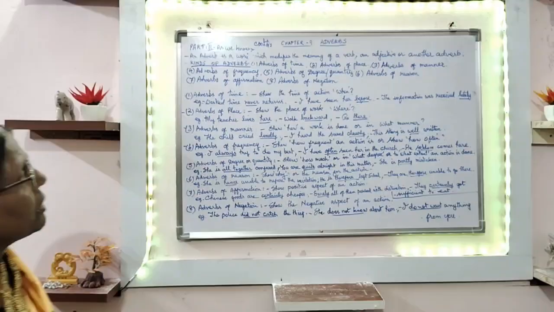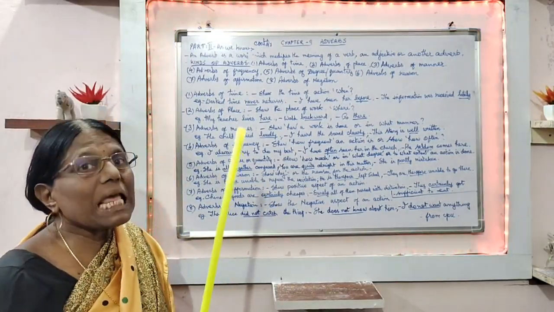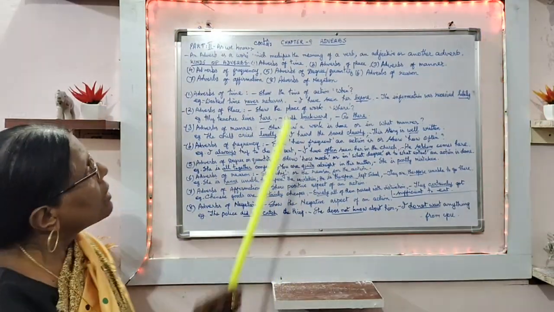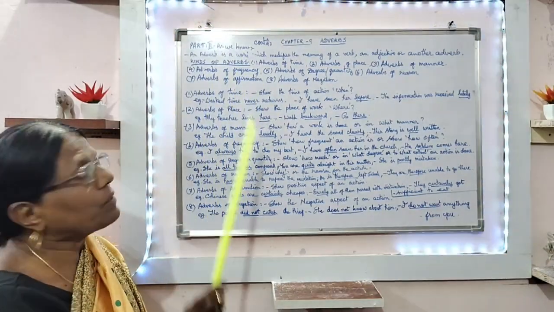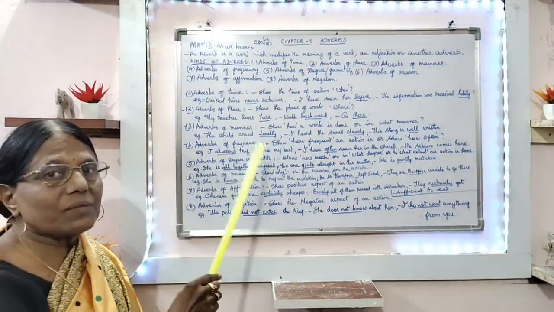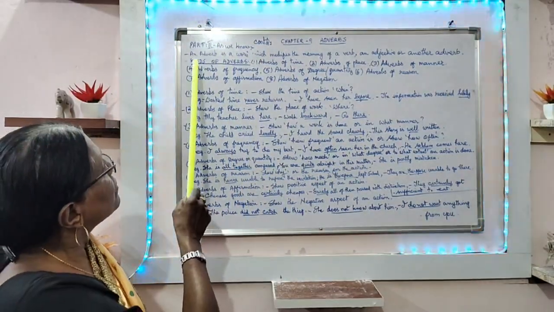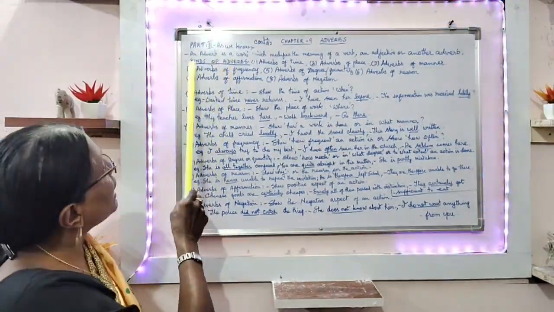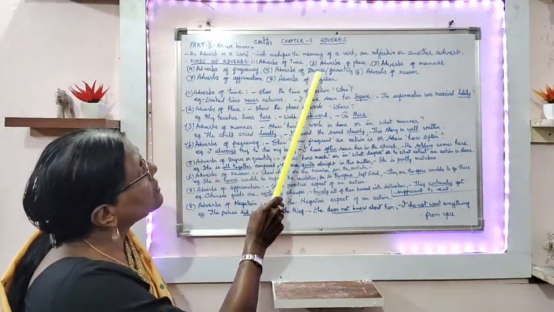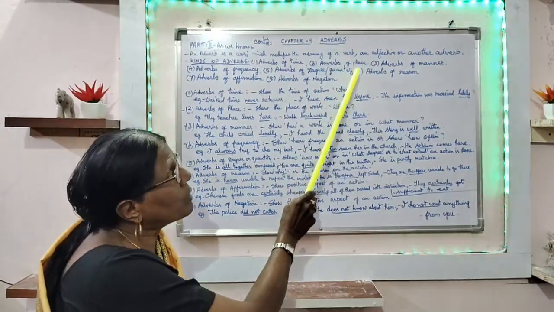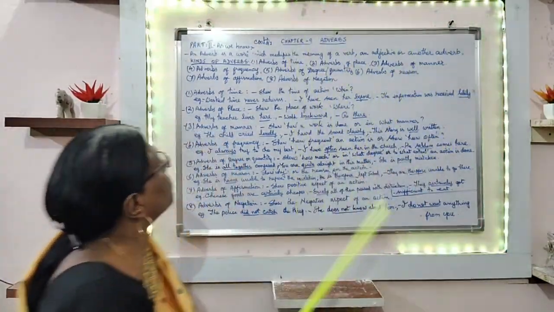Welcome all. In my previous session, I had explained about the classification of adverb. Now we are going to learn about the kinds of adverb. Now what is an adverb? I already explained you in the previous session, but still I repeat again. An adverb is a word which modifies the meaning of a verb or an adjective or another adverb.